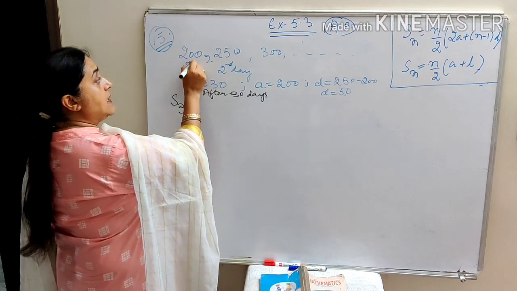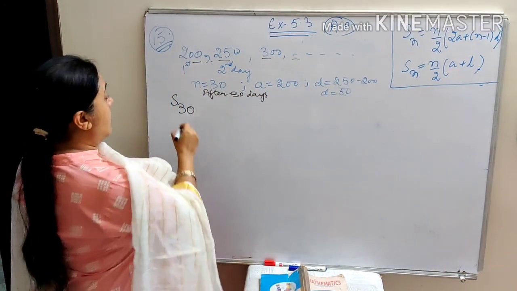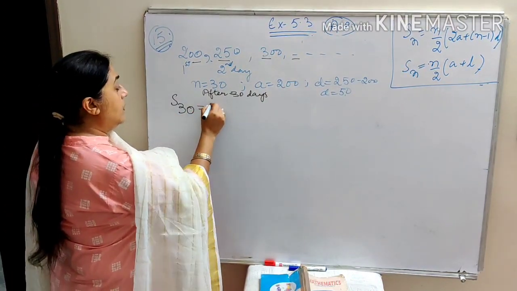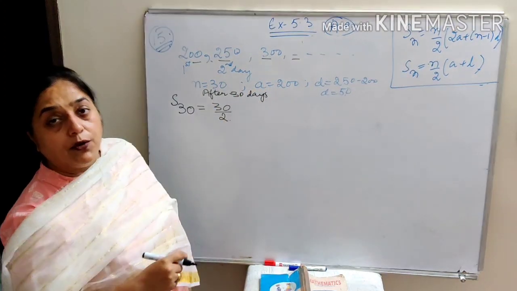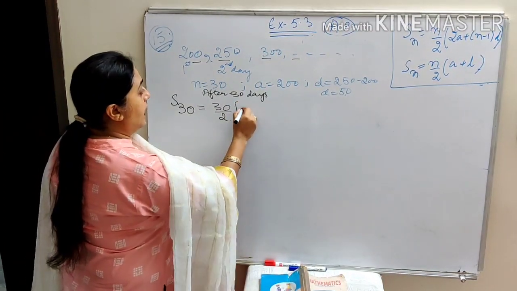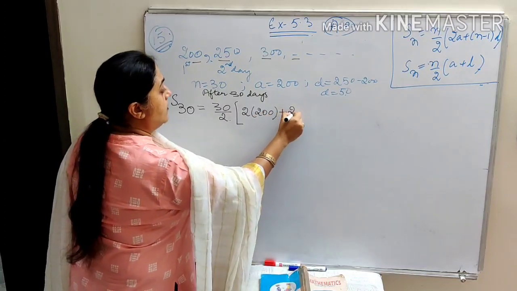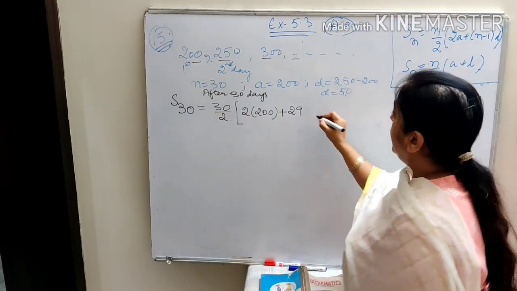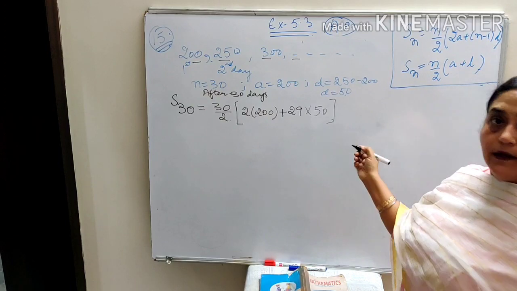So that means you have to add up every day's penalty. So that means you have to find out the sum of 30 days. So what will it be? It will be 30 upon 2, using the formula n upon 2, 2a plus n minus 1 d. So it will be 30 upon 2, 2a. What is a? A is 200, and n minus 1, n is 30, so n minus 1 is 29, into 50. Right? So you can calculate it.